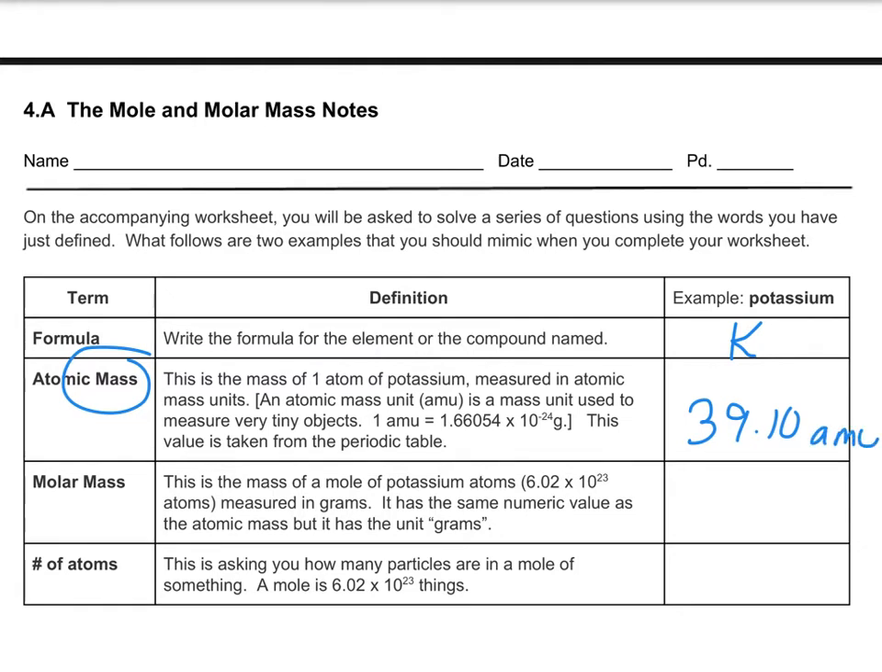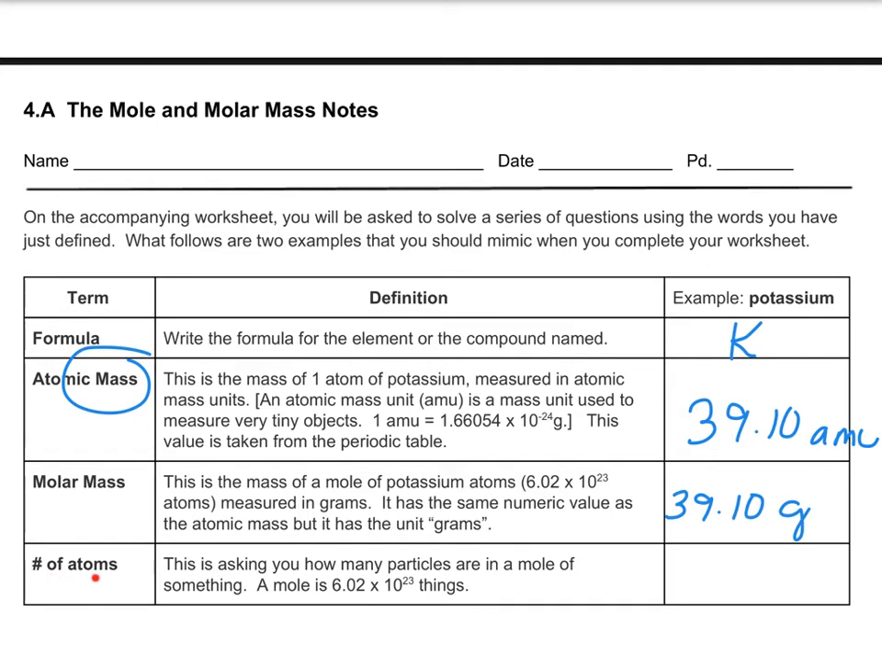Now the molar mass is the mass of a mole of potassium atoms, or the mass of 6.02 times 10 to the 23rd atoms, measured in grams. It has the same numeric value as the atomic mass, but it has the unit of grams. The molar mass is 39.10 grams.